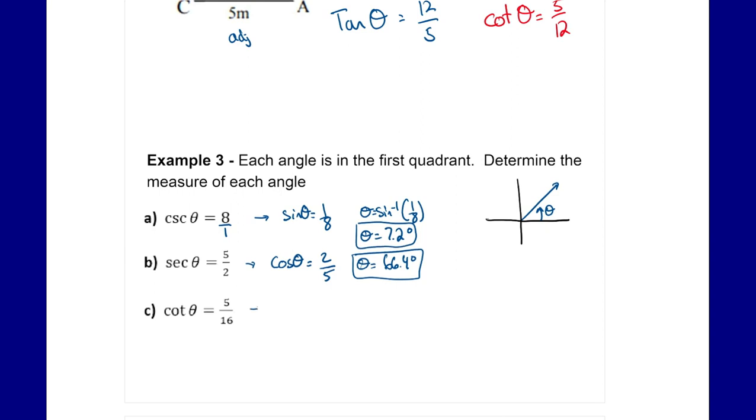And finally, cotangent is the reciprocal of tan. So tan theta is going to be 16 over 5. Just flip that ratio. We get theta is equal to 72.6 degrees. So again, just understanding what the reciprocal is, converting it back into sine, cos, or tan, and then using our knowledge on how to isolate for theta using the inverse to get our angle.